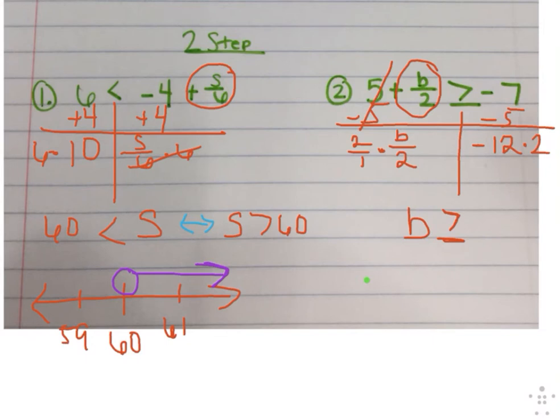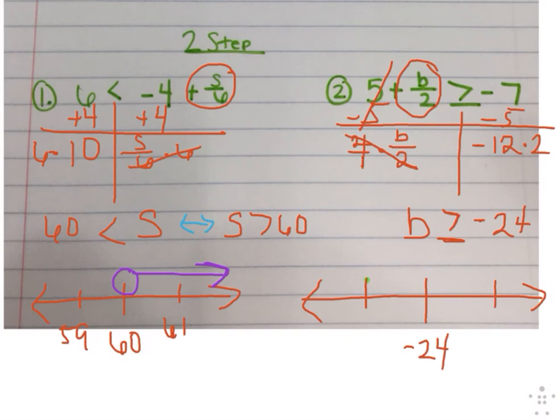B on this side now, because this cancels. And this side, negative 12 times positive 2 would give me negative 24. Not done with inequalities. We need to graph it or plot my dot. So directly in the middle, negative 24. What is less than negative 24? Negative 25. What is greater than negative 24? Negative 23. Since it says an equal to sign, we're going to go ahead and do a closed dot.